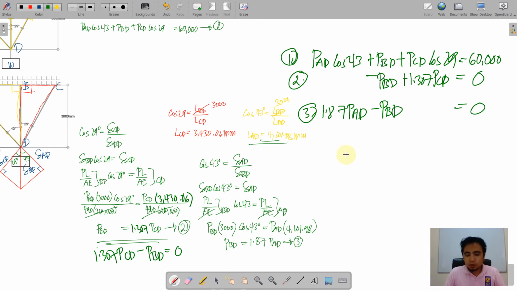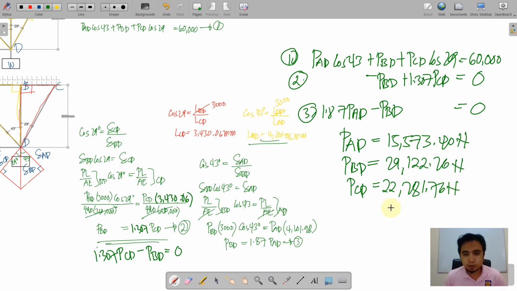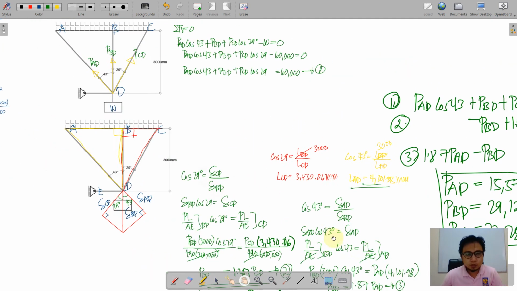Okay, so we'll have the same arrangement. We'll come up with the three unknowns arranged accordingly, if we are going to employ calculations by calculator. So we have 15,573.4 Newton, and then 29,122.26 Newton, and then 22,281.76 Newton. So knowing these three, we'll now proceed.